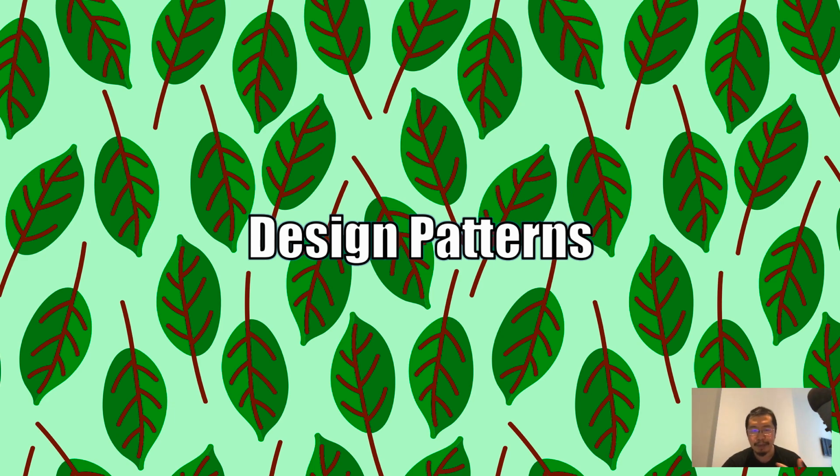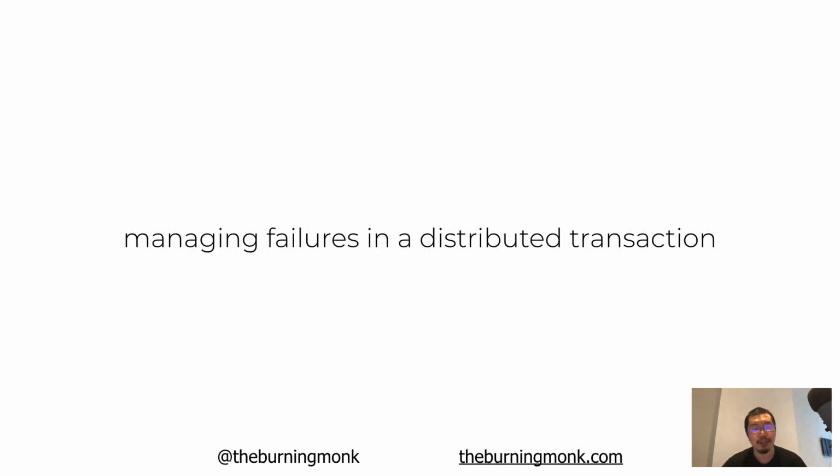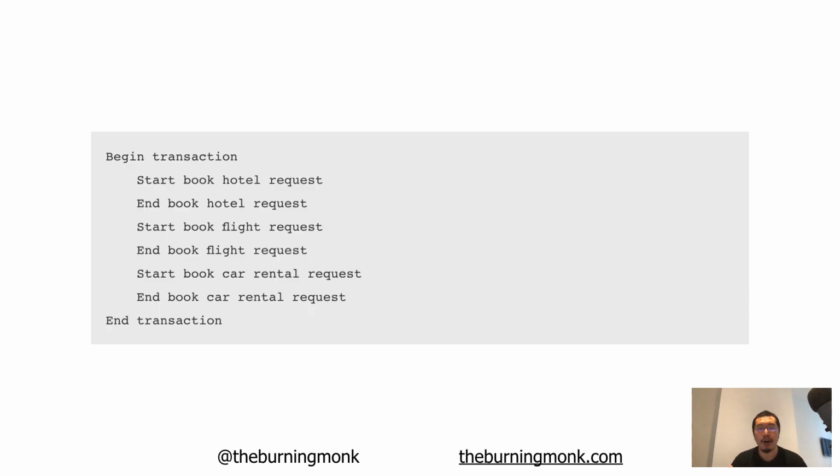One of the better known ones is the Saga pattern, which is useful for managing failures in a distributed transaction, and which is quite a common challenge that we see in microservices, where we often have to call multiple APIs in order to complete a single user transaction, like booking a holiday, which none of us are doing right now, unfortunately. When we do need to book holidays again.